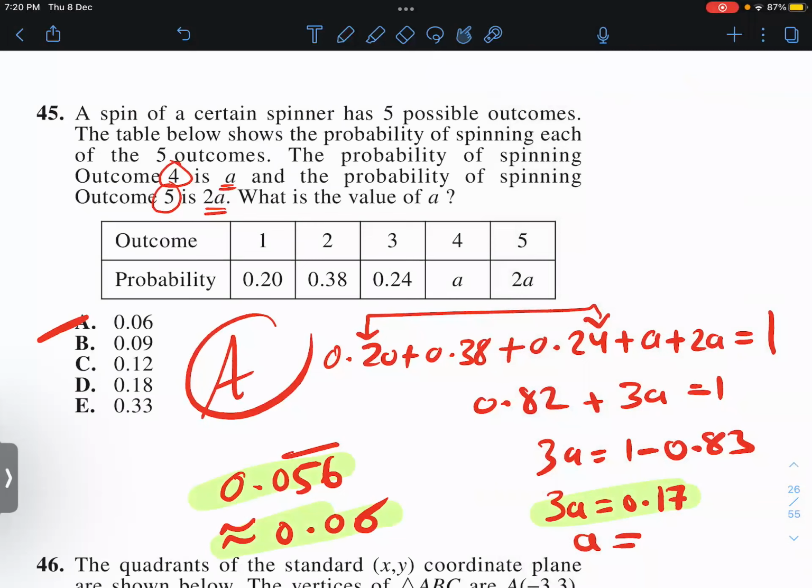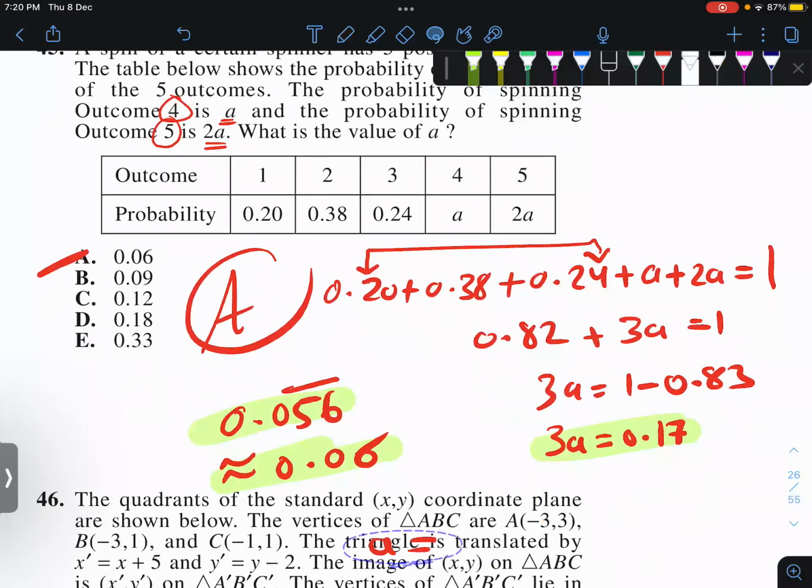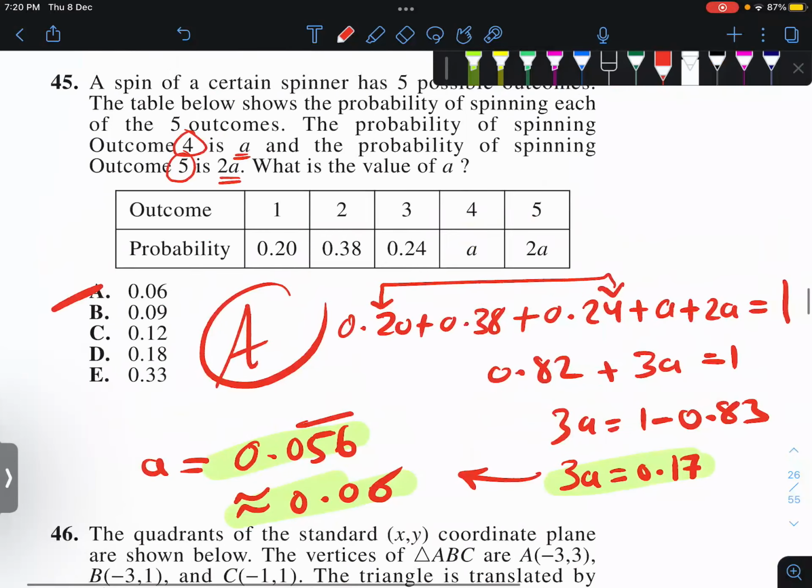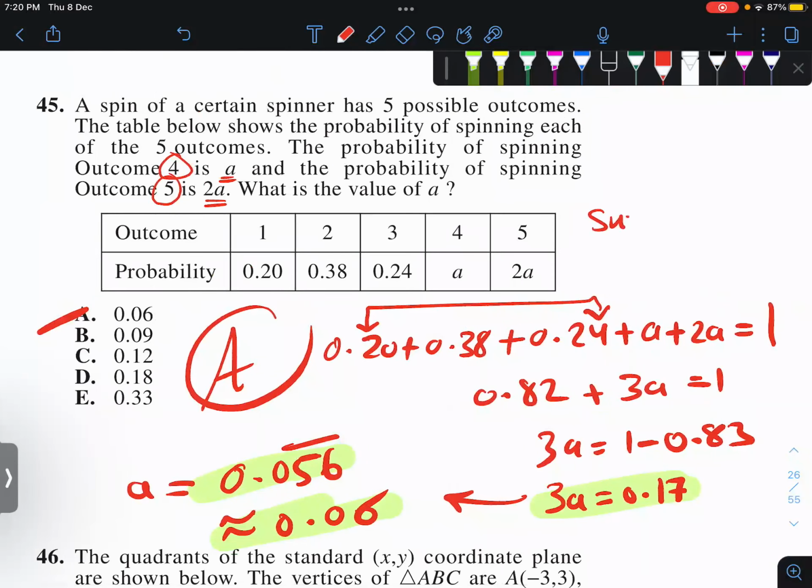This is the A. Is it correct with you? No, it wasn't. But the idea here is to know that the sum of the probabilities always adds up to 1. Okay?